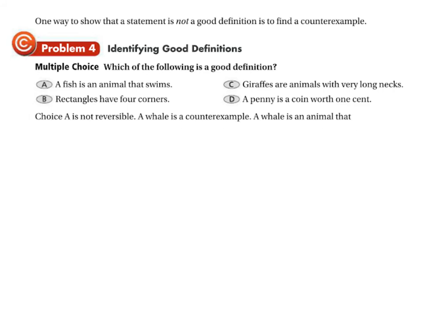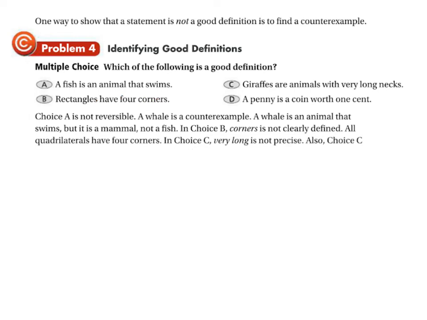Choice B, rectangles have 4 corners. Corners, we don't use that in geometry, and it's not clear what you mean by corners, okay? All quadrilaterals have 4 corners. They maybe mean by corners they're trying to suggest 90-degree angles, but that's not what it says, so that's problematic, okay?